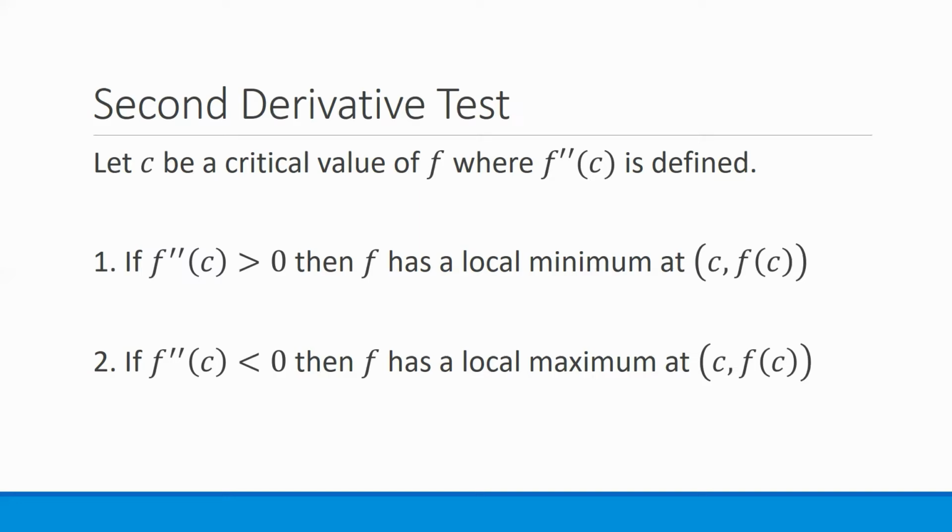You'll notice that it doesn't say anything about inflection points. Inflection points are going to happen when the second derivative is equal to 0 or does not exist, but there are also other situations that could occur, like asymptotes, where the second derivative does not exist or is equal to 0. So this second derivative test applies only to relative minimums and relative maximums.